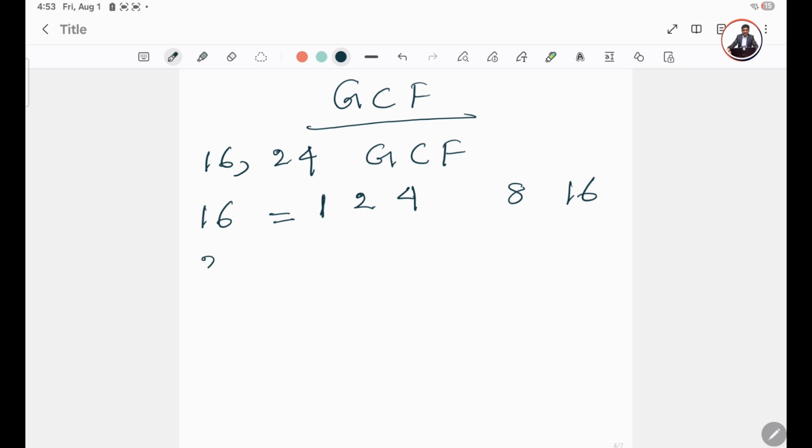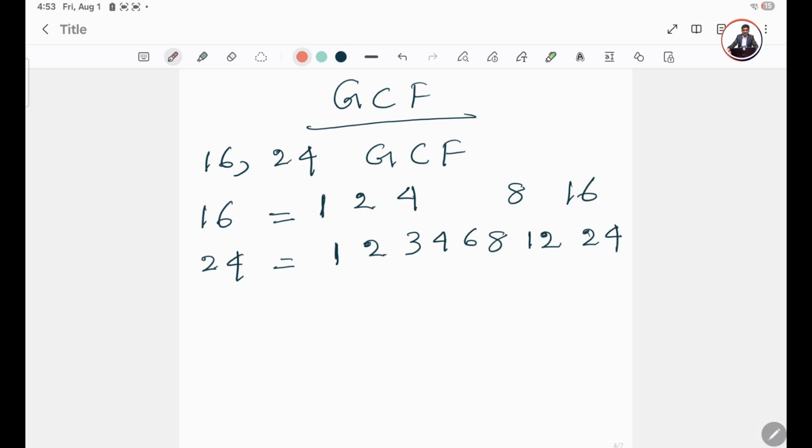So the next one, 24. What are the factors of 24? 1 times 24 is 24, 2 times 12 is 24, 3 times 8 is 24, and then 4 times 6 is 24, and 6 times 4 is the same thing. That's it.